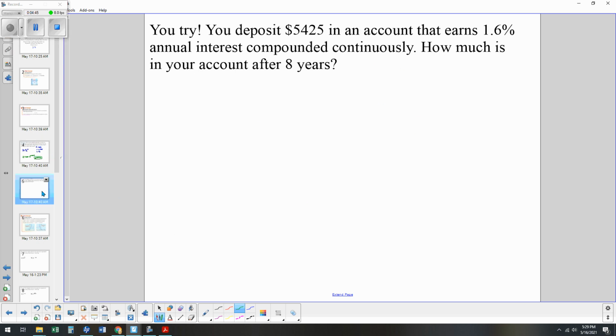All right, so you're going to go ahead and try the next one. A equals PERT, P-E-R-T. You're depositing $5,425. The account earns 1.6% interest, compounded continuously, and we're looking at 8 years. So try it, pause, and check your answer.